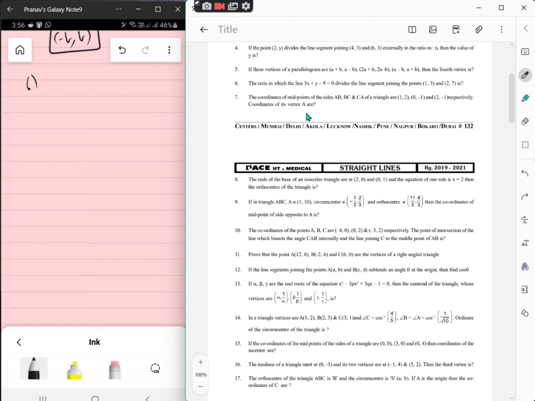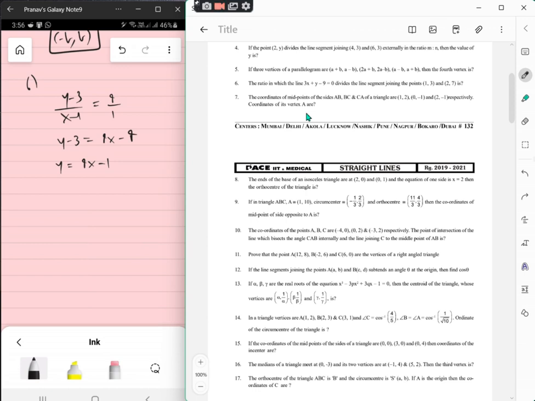The ratio in which the line divides the line segment joining these points. Okay, the line segment joining these points will be y minus 3 upon x minus 1 equal to 7 minus 3, which is 4, upon 2 minus 1, which is 1. So y minus 3 equals 4x minus 4. That is the line segment, or you can say y equals 4x minus 1. That is basically the line joining these 2 points.